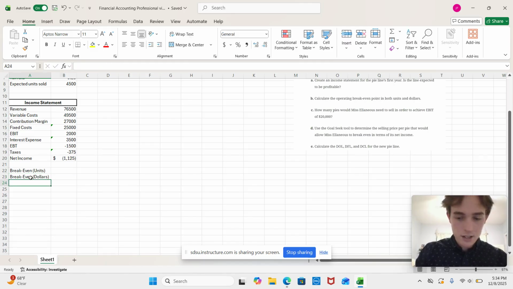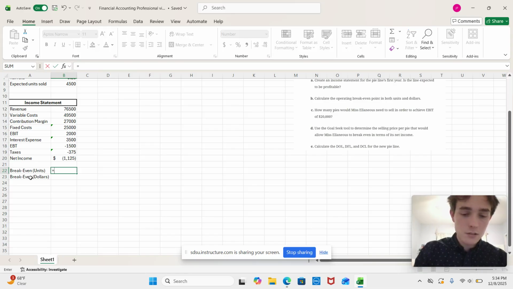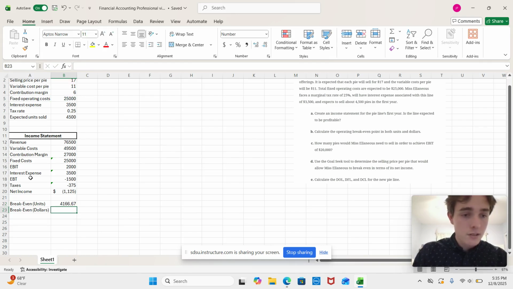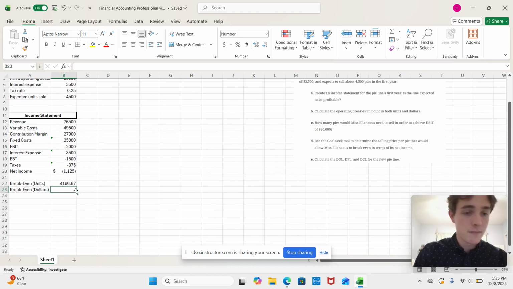Okay, and close that. And then we're going to go back up. So for the units, we are going to do equals. We are going to come up and look at the fixed operating cost, B5, and we are going to divide that by basically the contribution margin. So we're going to do parentheses B2 minus B3, and then that equals 4,166.67. So now we're going to go down to the break-even dollars.